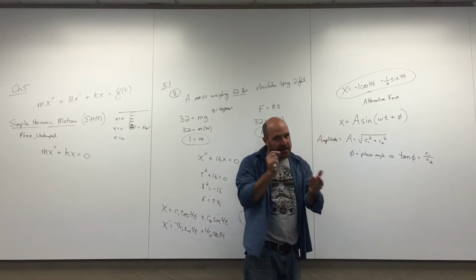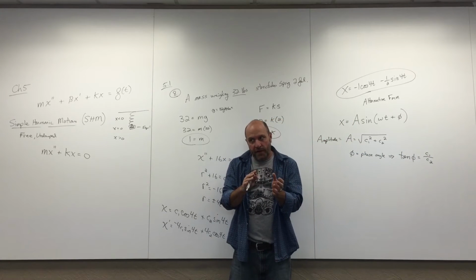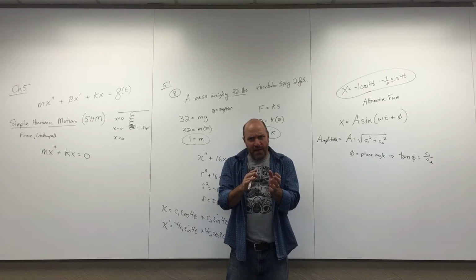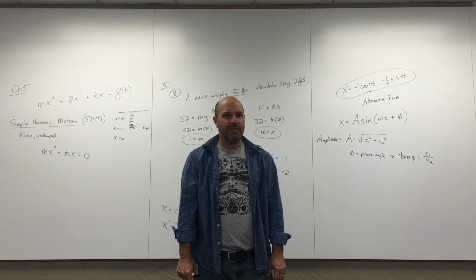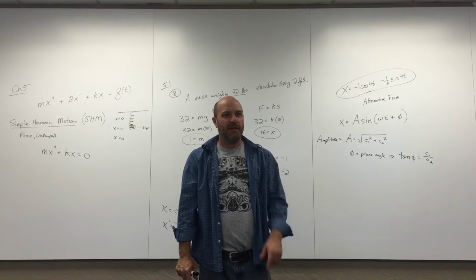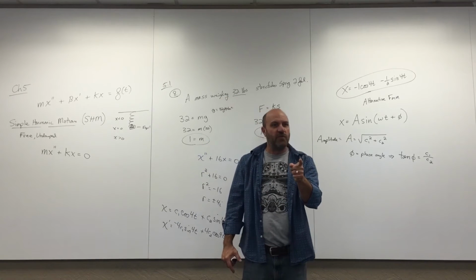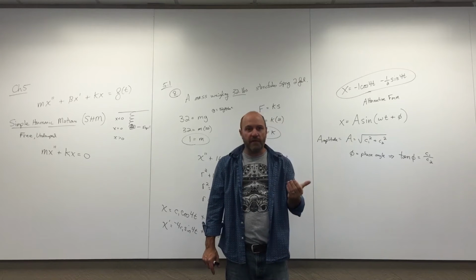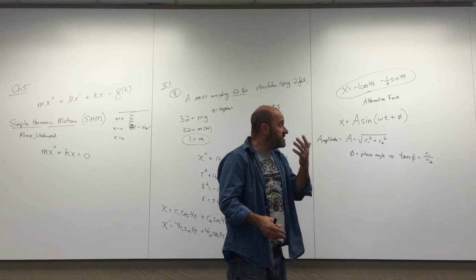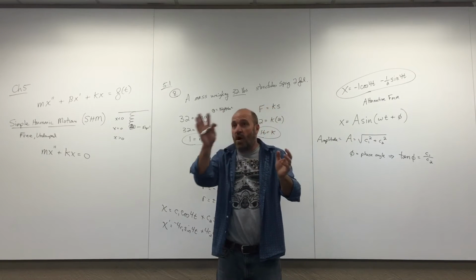You've got to be careful when you hit tangent inverse on your calculator. Why do you have to be careful with tangent inverse on your calculator? Does anybody remember the story? Your calculator only gives you answers in the first and fourth quadrant. And depending on what C1 and C2 are, you may be in quadrant 2 or 3.